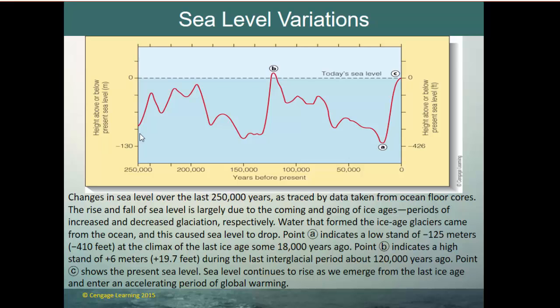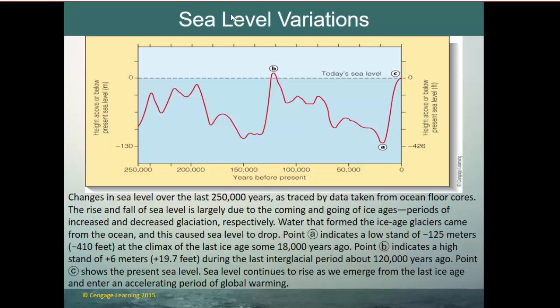Literally, when you have large glaciers during an ice age, tremendous amounts of glaciation over the continents and the oceans, the water is locked up in the ice and the sea level falls. So colder periods create lower sea levels. Point A indicates a low stand about 125 meters at the climax of the last ice age.